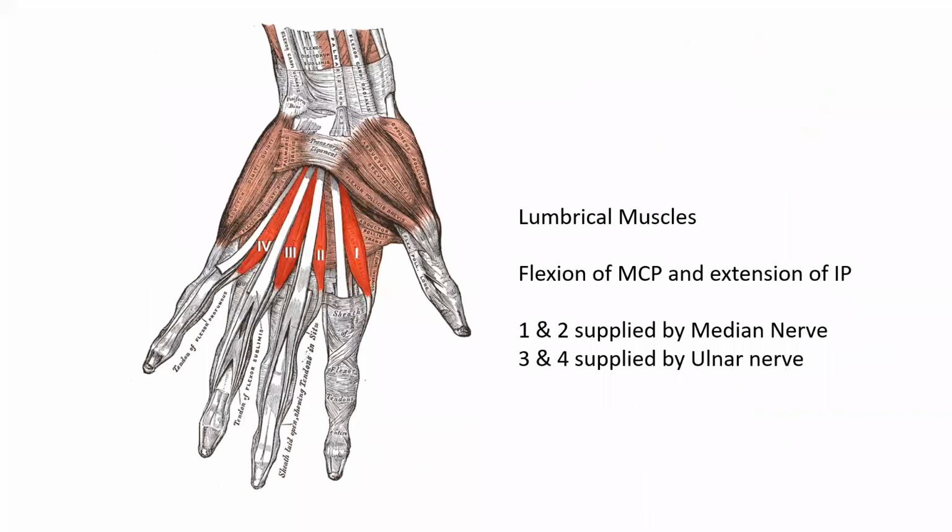Now, a short review about the lumbrical muscle. We all know that there are 4 lumbricals. The action of lumbricals is flexion of the MCP and extension of the IP joint. This is the action of lumbricals. You can remember L for lumbricals, right? The 1 and 2, otherwise the lateral 2, are supplied by the median nerve, whereas the medial 2 are supplied by the ulnar nerve.